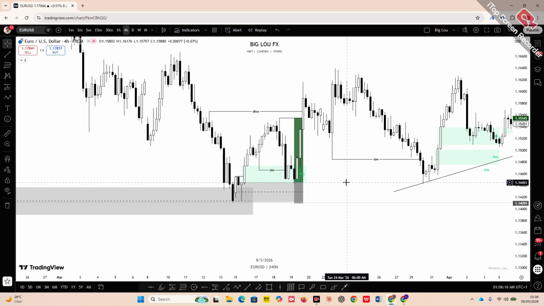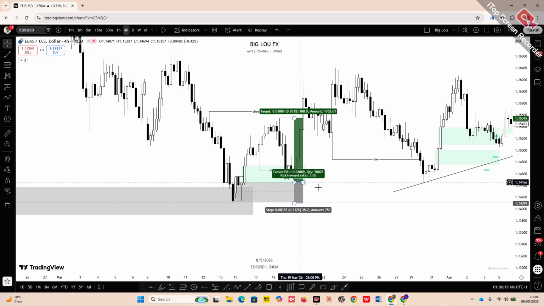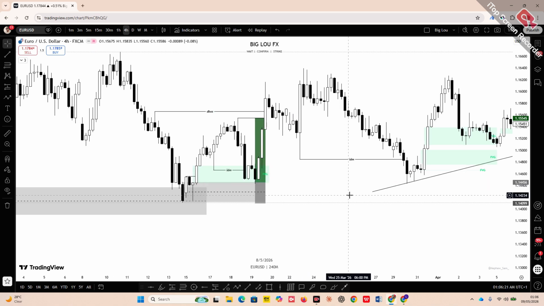And after marking our inducement, the last sell candle here, of course, is the POI. So the last sell candle is the closest to the inducement. How do we do it now? We mark it out.